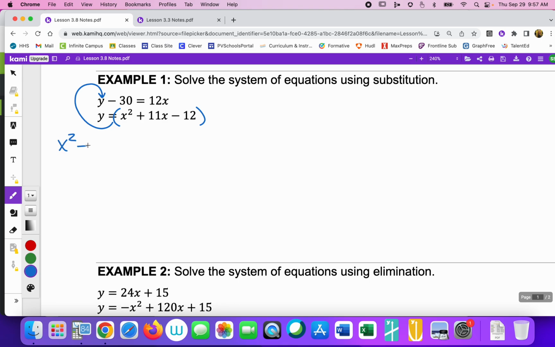So I'll have x squared plus 11x minus 12. That has taken the place of y. Then after it, I have a minus 30 equals 12x. So all of this was where that y was in the first equation. I just replaced it. Is everyone at least noticing that that is where this was? The reason being, now I can deal with just the x's, and then I'll deal with the y's after I find the x's, because these answers should be in coordinates.